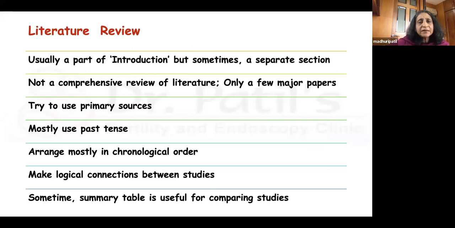The literature review should be short, basically in the introduction, and at times some people put it separately, but most of us usually have it in the introduction itself. It's not a comprehensive review of literature, and only a few major papers should be used. And we need to use the primary source, mostly use past tense, arranged mostly in chronological order, make logical connections between the studies, and sometimes a summary table is useful for comparing the studies which you are going to compare your studies with.